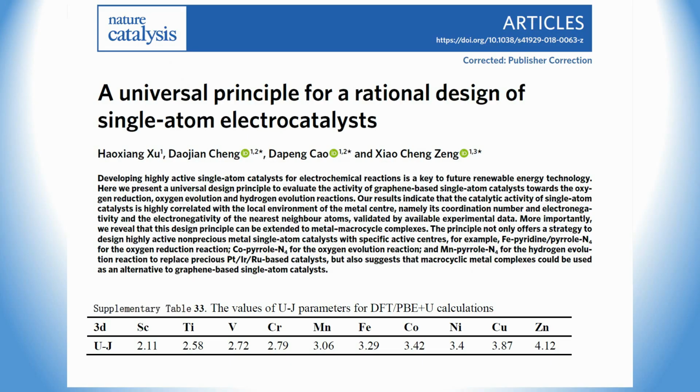Okay, so this is the paper published in Nature Catalysis. In this paper they used DFT+U parameters for their calculation. In the supplementary table, table 33, you can find these values. This is the 3D transition metal series, scandium to zinc, and this is the U minus J value they used for the studies. I also checked many papers and found the same values only. That's why I'm showing only this paper for you. You can check this paper and do your DFT+U calculation based on it.